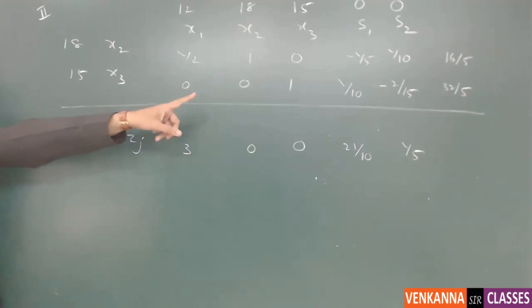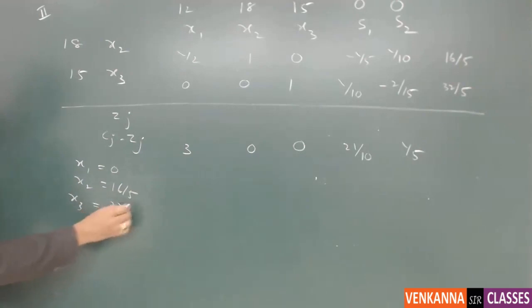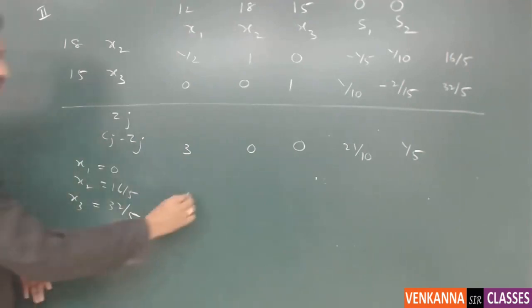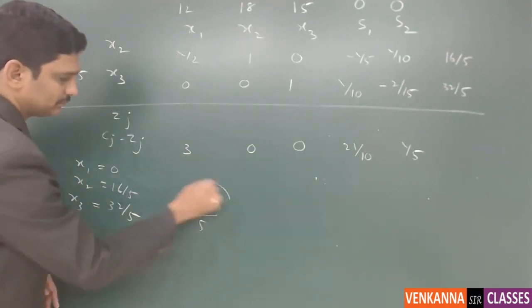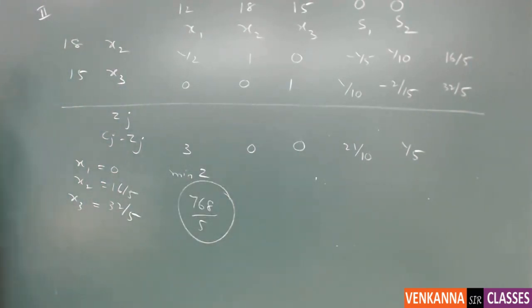The solution values which I have mentioned there are nothing but the regular solution values. So it takes that x1 equal to 0, x2 equal to 16 by 5, and x3 is equal to 32 by 5. And substituting these values in the objective function, you are going to get the value as 768 by 5, the minimum Z value. You could check on that. So this is the way of doing the simplex method for the two-phase procedure.